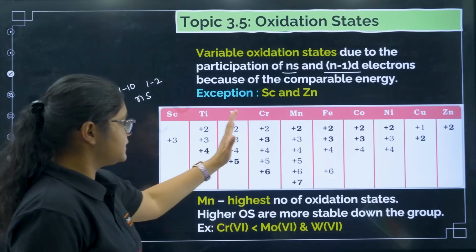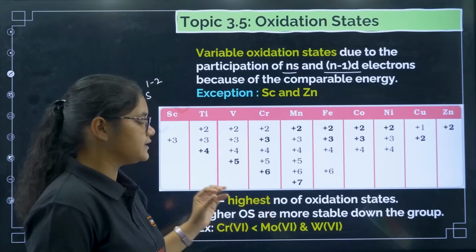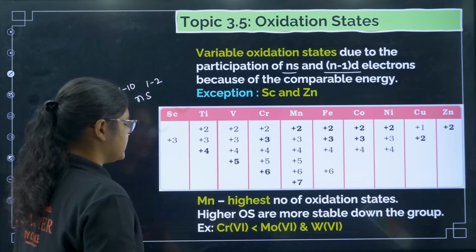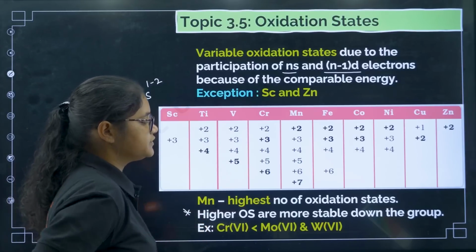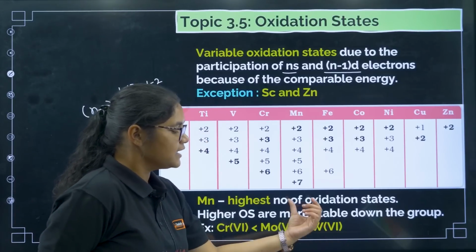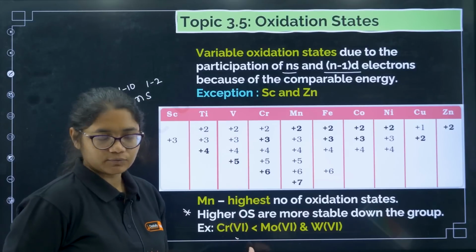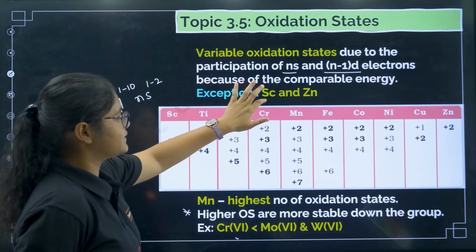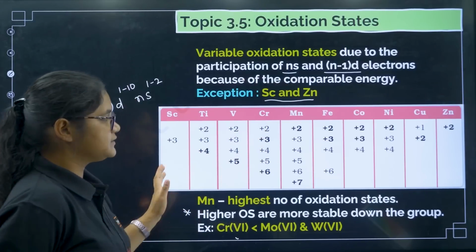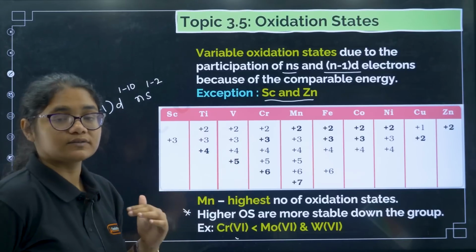Now you can see manganese is the element with the highest number of oxidation states, from +2 to +7. One more important thing: the higher oxidation states are more stable down the group. So for chromium +6, molybdenum +6 and tungsten +6, tungsten +6 and molybdenum +6 are more stable than chromium +6. Then note the exception here: scandium and zinc do not have variable oxidation states. Scandium has only one state and zinc also has only one. All other elements have more than one oxidation state.